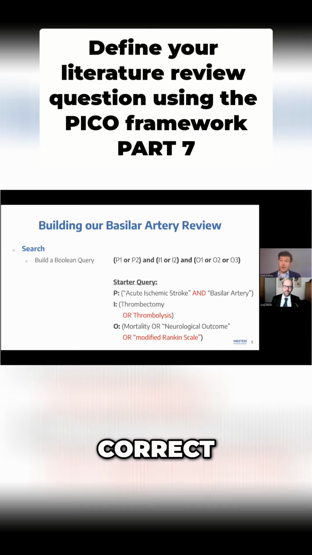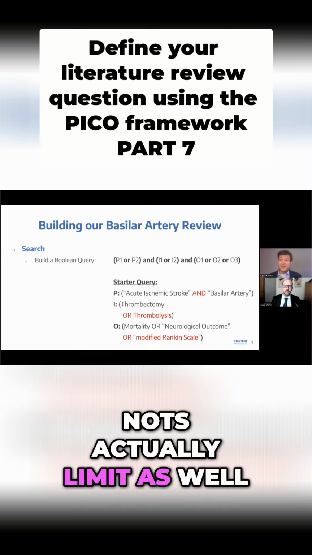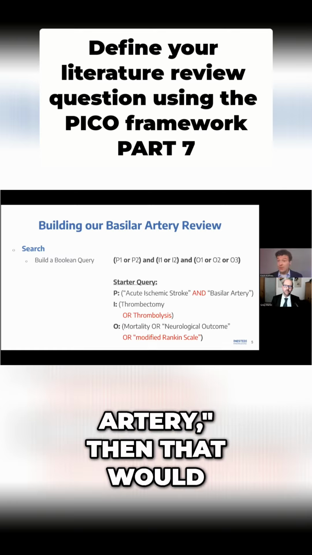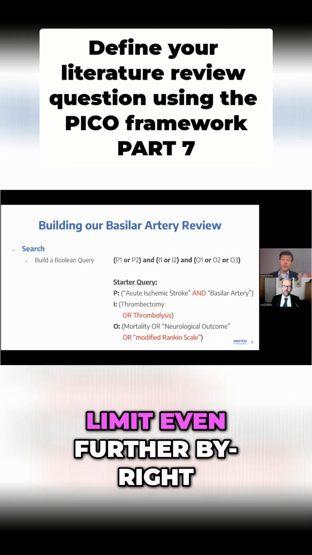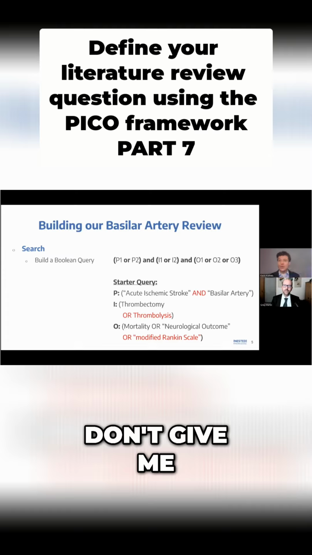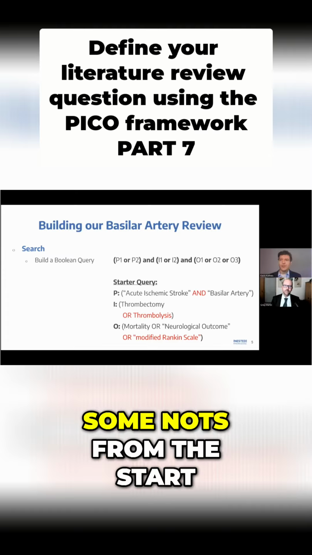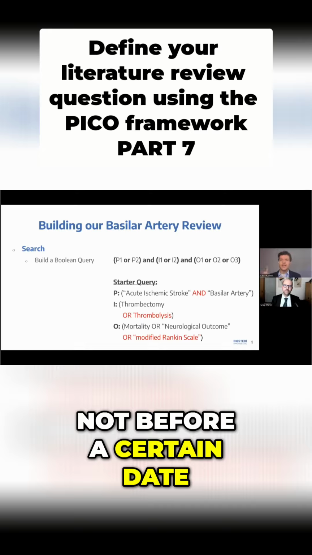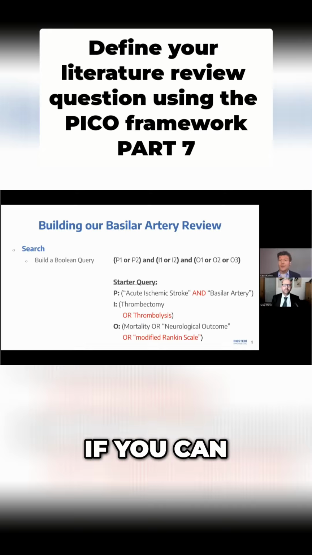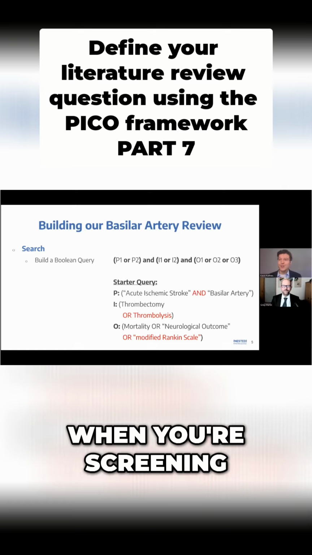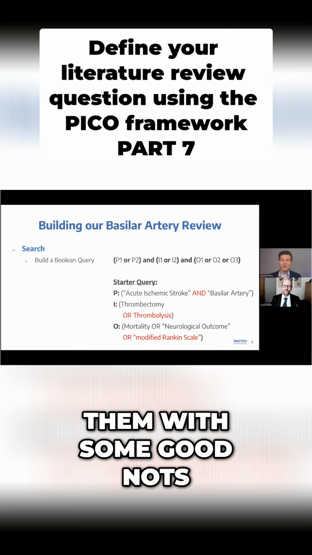Yeah. Correct. And NOTs actually limit as well. So if you say NOT middle cerebral artery, then that would, of course, limit even further by saying, don't give me this type of article. I even find that it's really helpful often to add some NOTs from the start, like say NOT before a certain date, NOT a certain study type. Yes. If you can find any of those, because then you don't end up having to review editorials when you're screening. If you just eliminate them with some good NOTs.